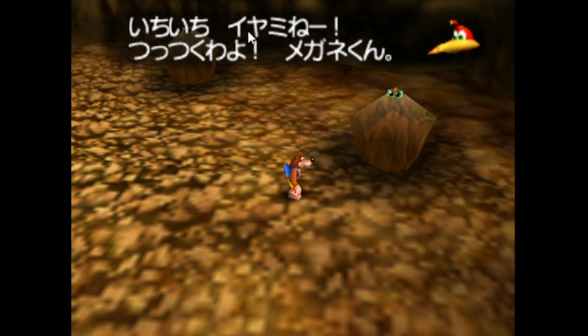Yeah. Ichi ichi iyami ne. Iyami? Okay. I am not sure. Ichi ichi. One by one, separately. Okay, yeah, that makes sense. One by one, sure. Iyami. Oh. Gaudiness, disagreeableness, sarcasm. Iyami ne. Sarcasm, gaudiness.